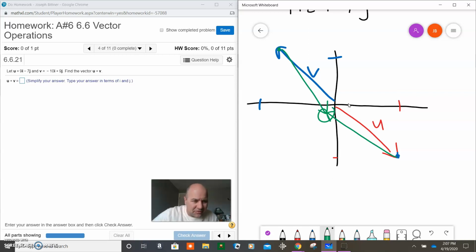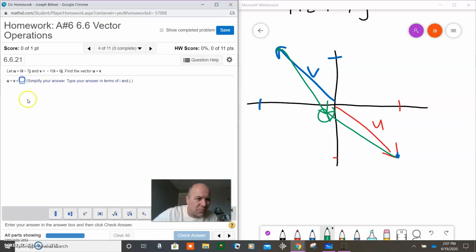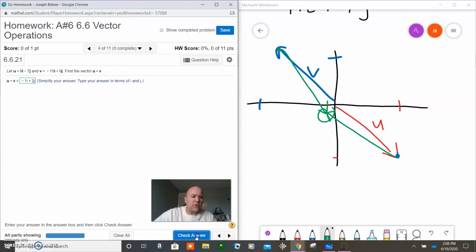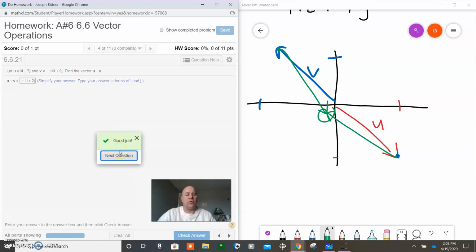But the nice thing about this is, again, it's kind of like you're back in Algebra 1, you just have to add i terms with i terms, j terms with j terms. So in this case, if I just take 9 minus 10, that will be -1i. Don't forget the i in the j term. j is what? -7 plus 9, which will be 2. Plus 2j, and that is called the resultant force. It's the result of the forces.